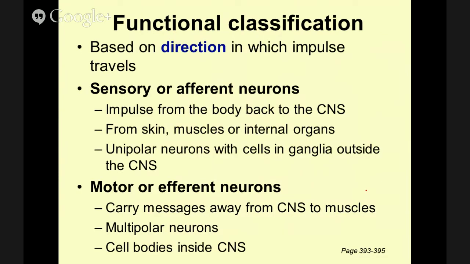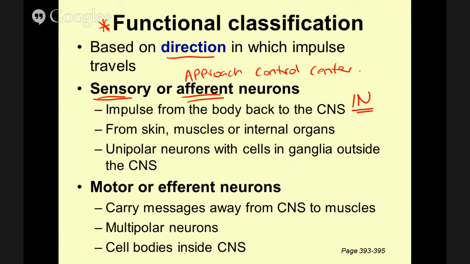Now, you can also classify neurons by function. Function means what does it do? In this case, we're interested in what direction the impulse is traveling. So sensory neurons' job, they are the afferents of the nervous system. Remember, afferents are approaching the control center. We learned about that earlier on. So your afferents are bringing your data into the central nervous system. The sensory neurons are bringing data into the central nervous system.